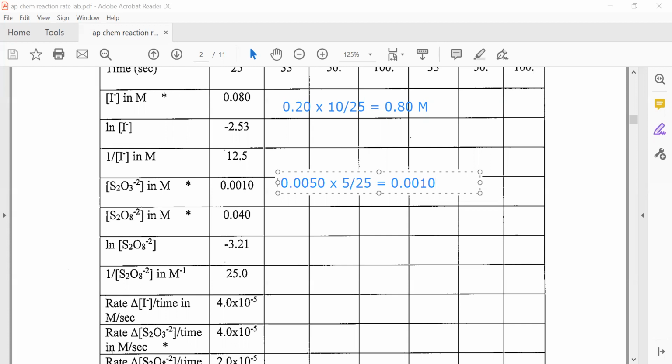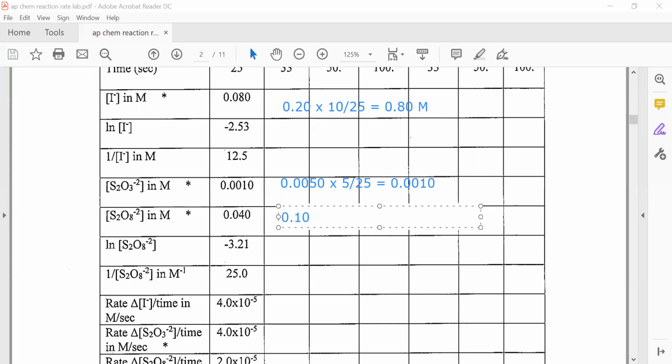And then for the last one, I could go back to the other page. I don't think I'm going to do that, but it was not 0.2 molar to start with, it was 0.1 molar. So I'm going to take 0.10, and I'm going to multiply that by 10 over 25, because there were 10 milliliters out of the 25 milliliters, and that's going to equal, what, it's going to be half as much as 0.080, so that's going to be 0.040.